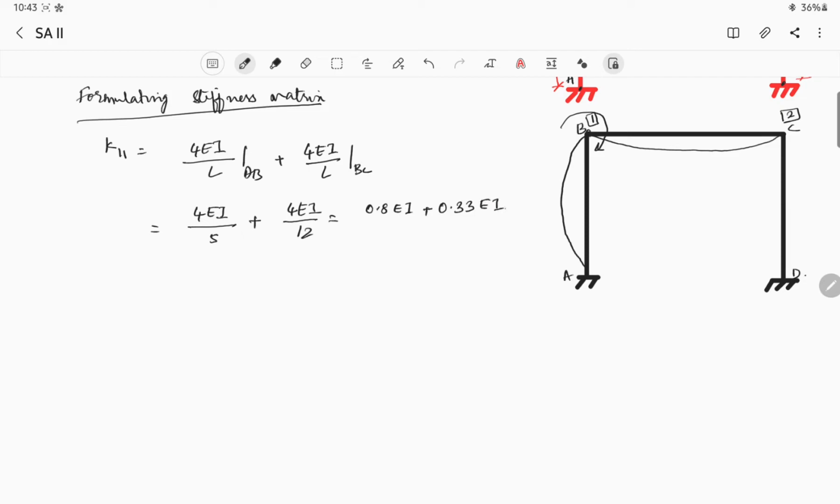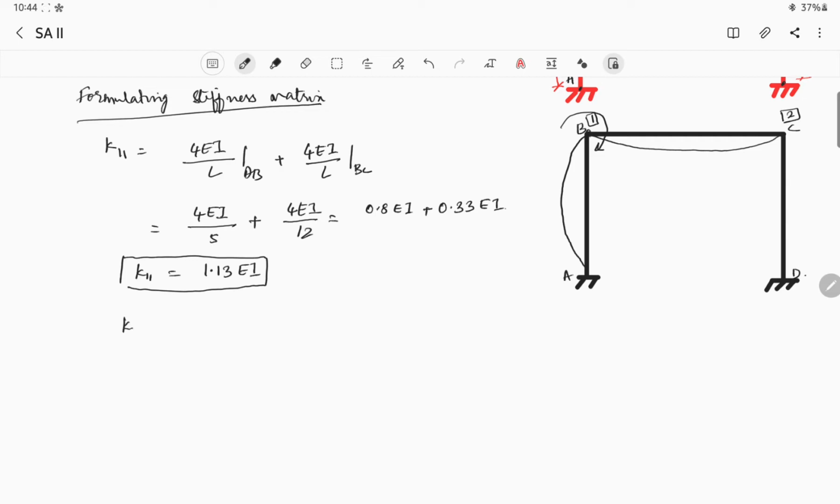If you add these two terms, 0.8 plus 0.33, you will get 1.13 EI. So K11 is equal to 1.13 EI. This is K11.